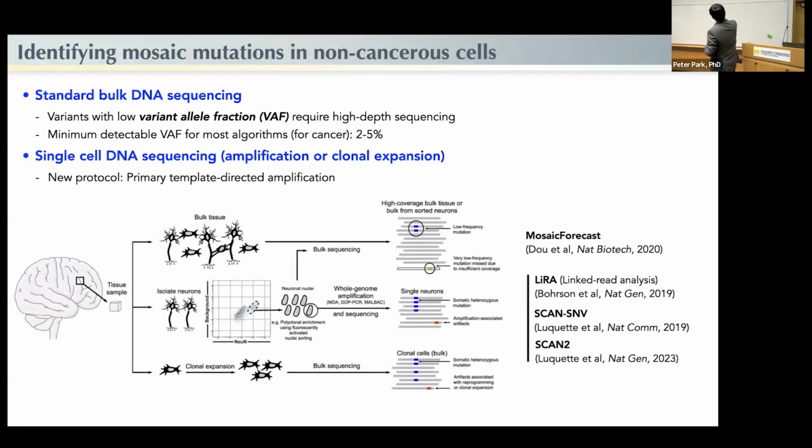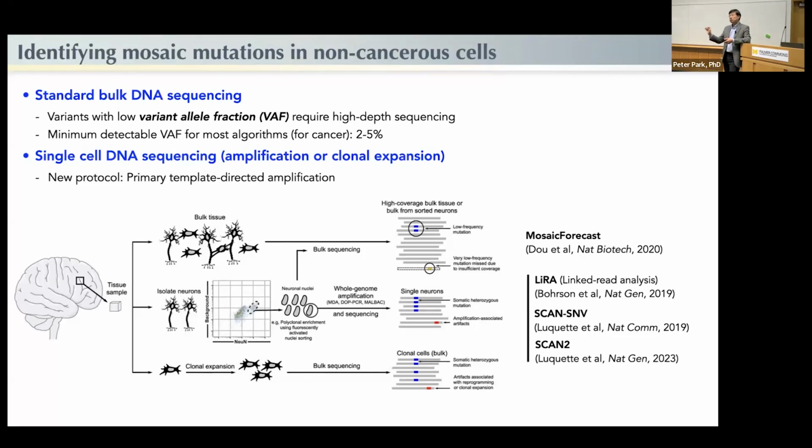And so we can, as I said, do bulk sequencing at high coverage. That actually requires, because we're talking about 1%, most cancer algorithms, you don't even test for variants under 5%, but we're really trying to push that limit. Or we do clonal expansion of single cells into bulk and then sequence. Or the approach that we've taken, because sometimes it's hard to expand clonally a cell population, isolate neurons or other cell types, and then do single cell sequencing.